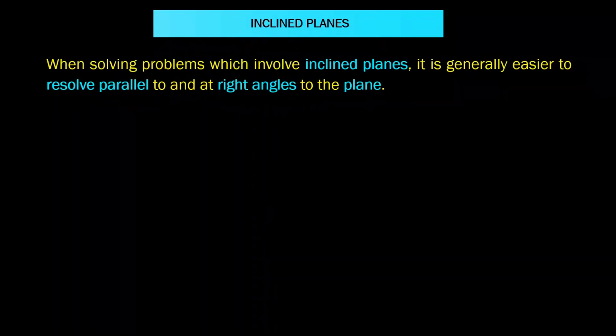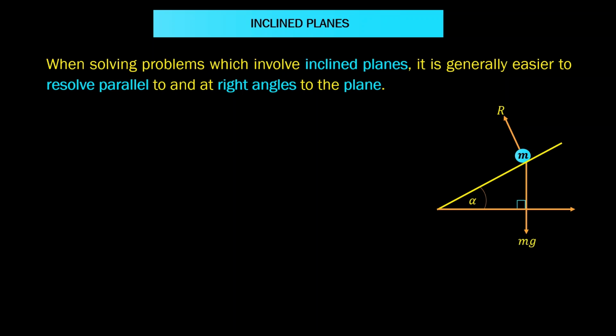When solving problems which involve inclined planes, it is generally easier to resolve parallel to and at right angles to the plane. So if this is our inclined plane, inclined at an angle alpha, and this is our mass m, or particle, this is our reaction force and the weight mg.